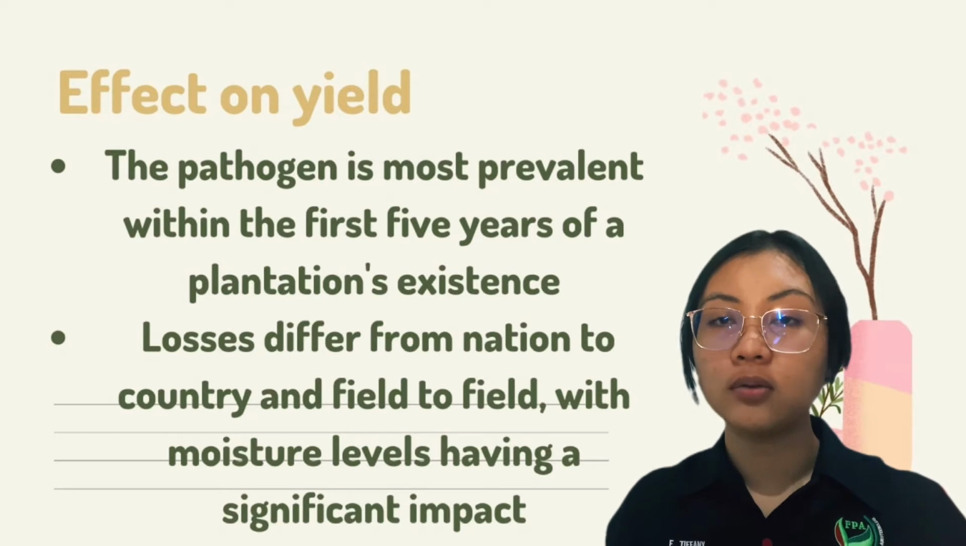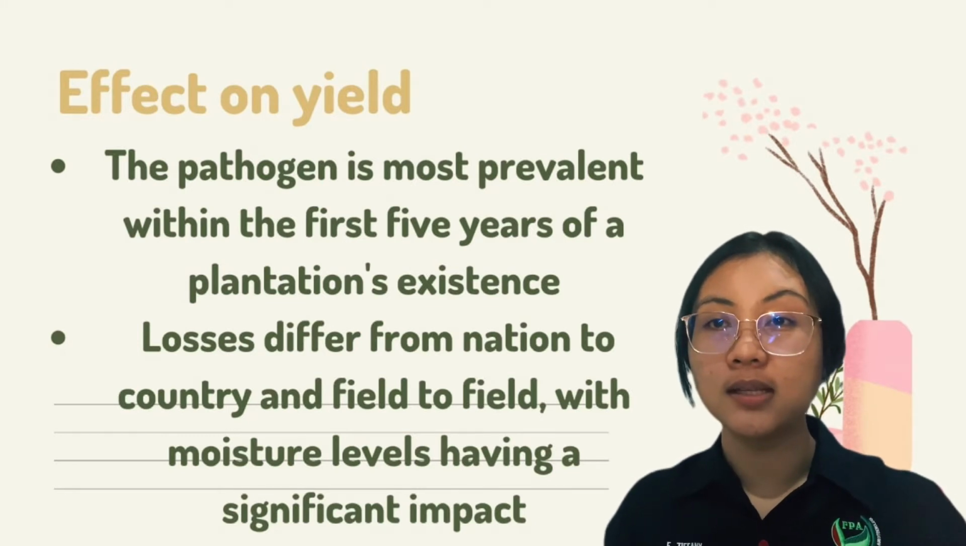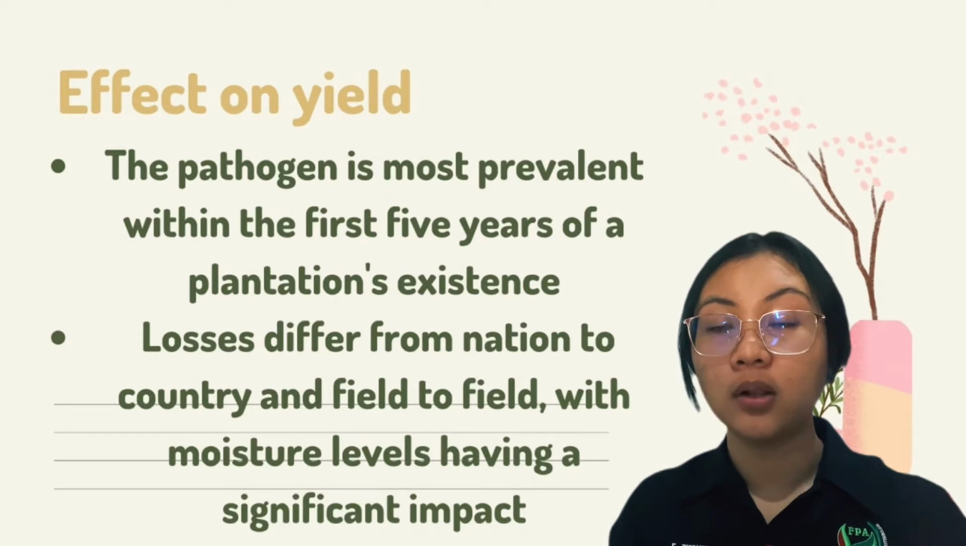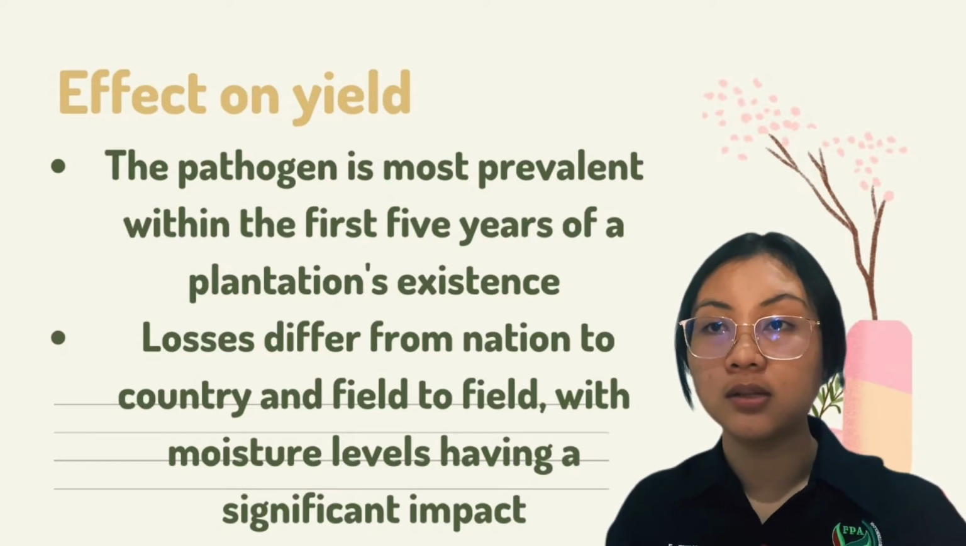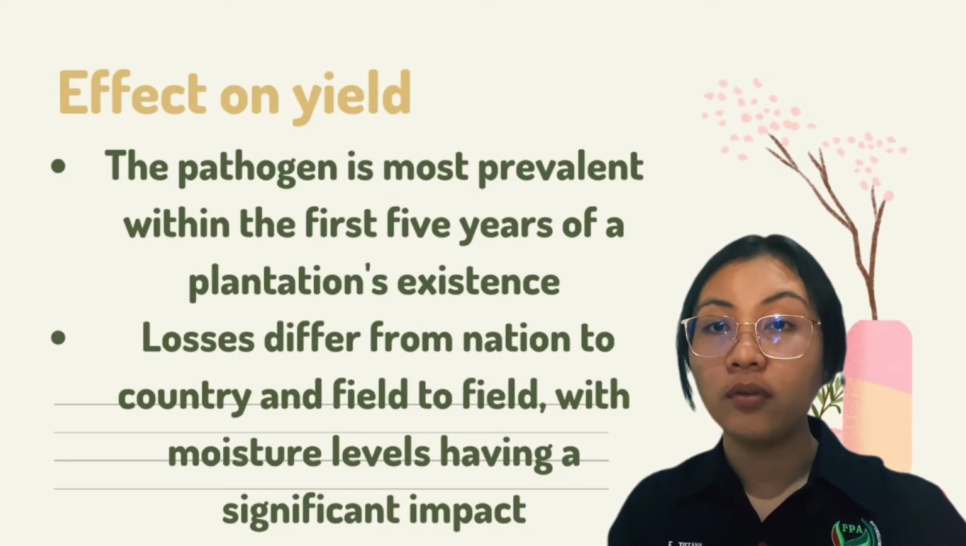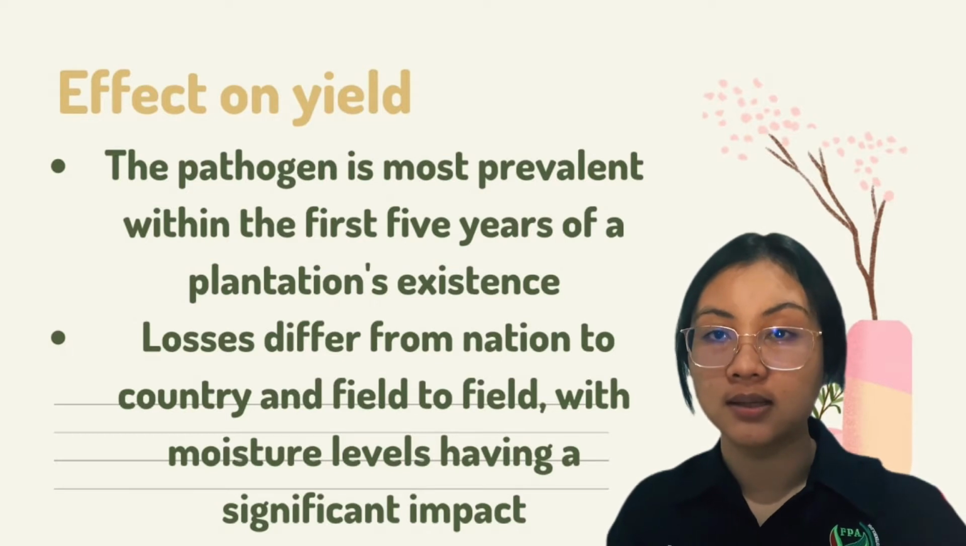The effect of white root disease on yield. White root disease is the second most common rubber disease. However, according to a recent poll, Rigidoporus lignosus is the most important species in the main rubber growing regions. The pathogen is most prevalent within the first 5 years of plantation existence.